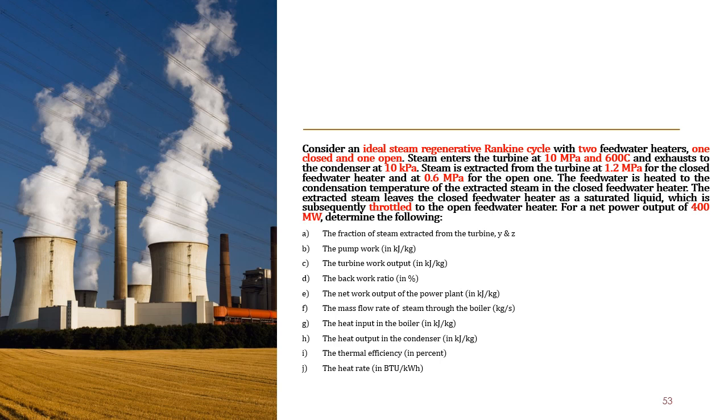It's also stated here that the feed water is heated to the condensation temperature of the extracted steam in the closed feed water heater. And also, the extracted steam leaves the closed feed water heater as saturated liquid, which is subsequently throttled to the open feed water heater. So it means that the liquid condensate that is produced in the closed feed water heater is throttled to the open feed water heater. So it's not throttled to the condenser, but it's throttled to the open feed water heater. And there's a throttling process, so it means that it uses the trap also.